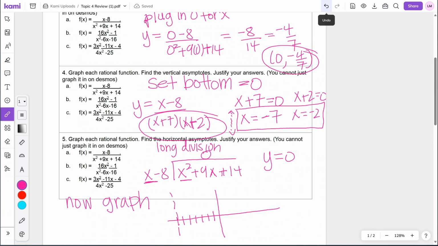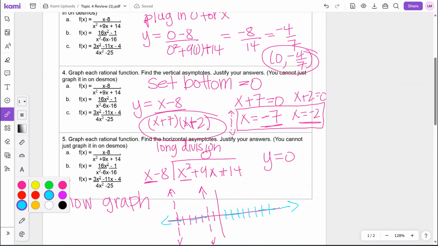Okay, here we go. Dashed at x equals -7 and dashed at x equals -2. So I'm pulling my vertical asymptotes from my list. I have a horizontal asymptote at 0, y equals 0. And then I have an x-intercept at 8, and I have a y-intercept at -4/7.